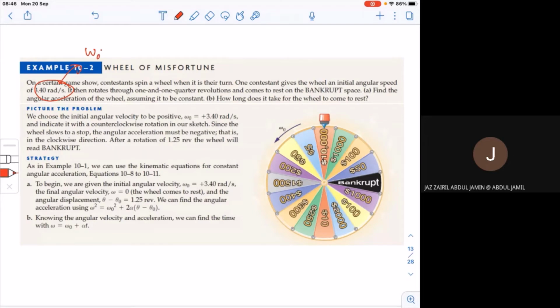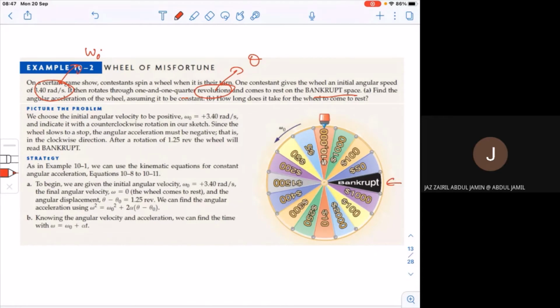It then rotates through 1 1/4 revolutions. So this one is theta, and it comes to rest on the bankrupt space. It's like a wheel of fortune. It will have some initial angular velocity, and then after 1 1/4 revolutions, it will stop at the bankrupt space.